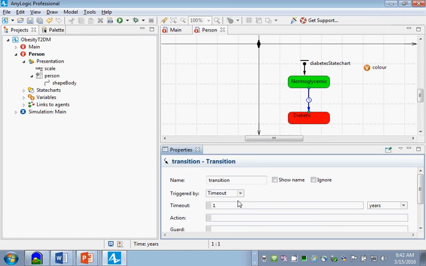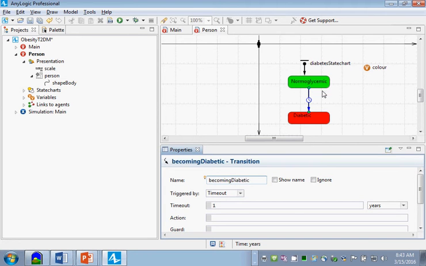The point is that the timeout transition is actually a very flexible transition type, although you might be fooled into thinking that it's just for fixed values. It's not. Okay? In other words, you can use it to impose arbitrary distributions involving the time spent in a given state. Okay. So I'm going to say for this transition here, I'm going to call it becoming diabetic.